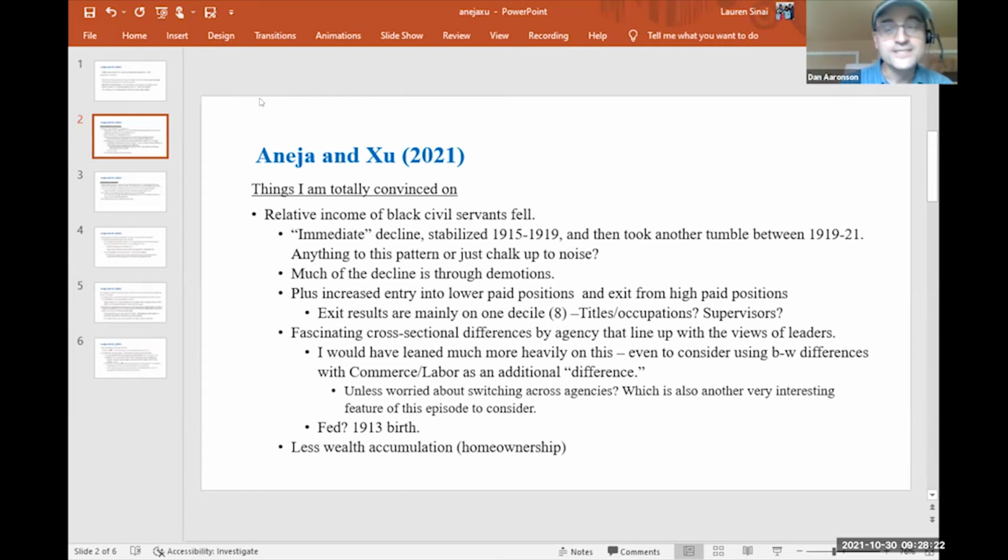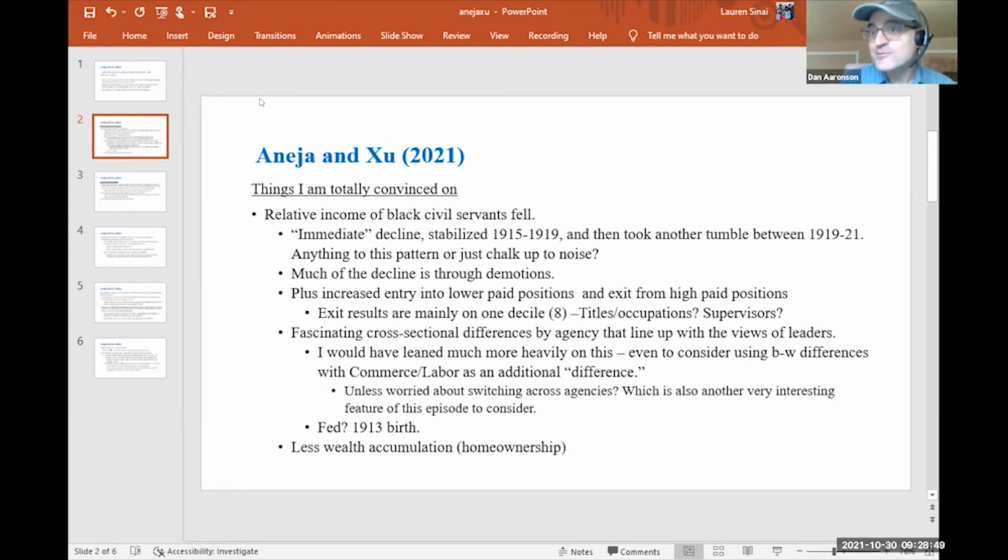So number two is, why did income decline? You mentioned that there were a lot of demotions, that was the main reason. But there's also an increase in entry into low wage occupations and an exit from high wage occupations. The exit results are kind of interesting because they mostly pile into one particular decile, the 8th decile.